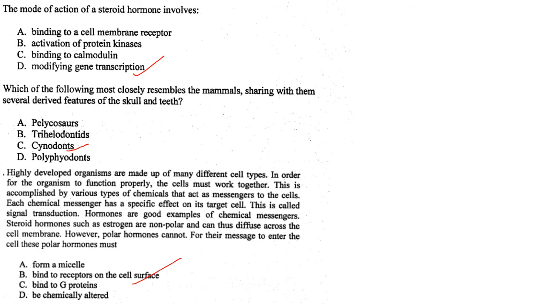For this message to enter the cell, these polar hormones must... So nonpolar hormones, that is steroid hormones such as estrogen, can diffuse across the cell membrane, whereas polar hormones cannot diffuse across the cell membrane. So how do these polar hormones send their messages? They bind to receptors on the cell surface. Answer is option B.